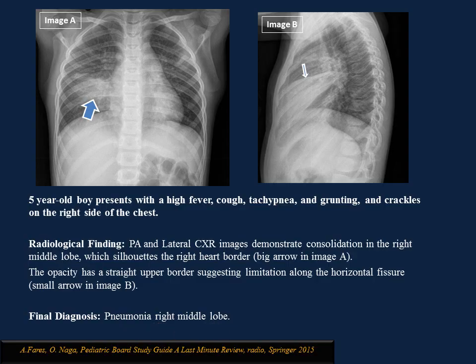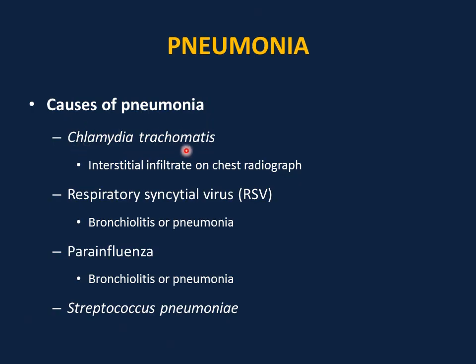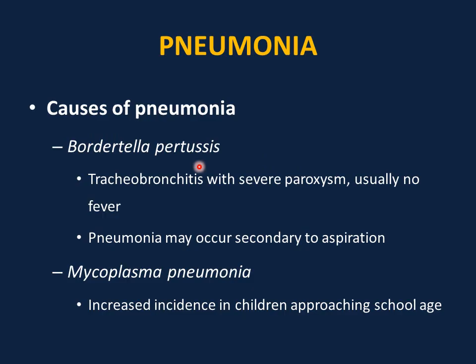right middle lobe pneumonia. Causes of pneumonia: Chlamydia trachomatis, with interstitial infiltrates you will see on chest radiograph, and you will see them bilateral. Respiratory syncytial virus can cause bronchiolitis or viral pneumonia. Parainfluenza also can cause bronchiolitis or viral pneumonia. Streptococcus pneumoniae, of course, can cause bacterial pneumonia. Also Bordetella pertussis can cause tracheobronchitis with severe paroxysms and usually with no fever and no wheezing.